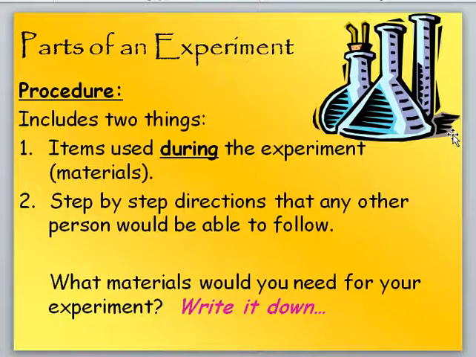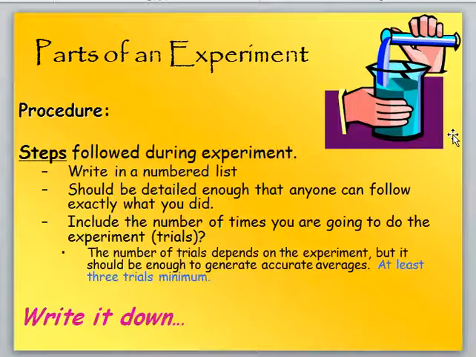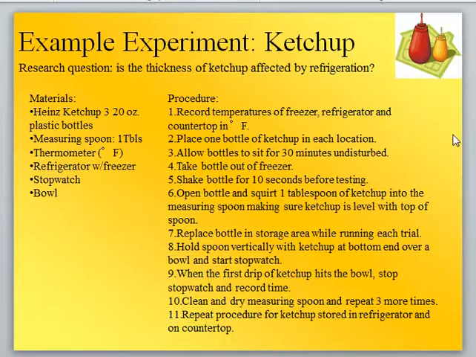The next part of an experiment, if you were doing one from start to finish, would be to write the procedure for the experiment. This includes both the items used during the experiment, or the materials, and the step-by-step directions, kind of written like a recipe. Those steps are written in a numbered list and should be detailed enough that anybody can follow them. It has to include the number of times or trials that you're going to run the experiment. So this is an example of what a procedure would look like for a very simple experiment. Procedures can get very, very long for more complex experiments.